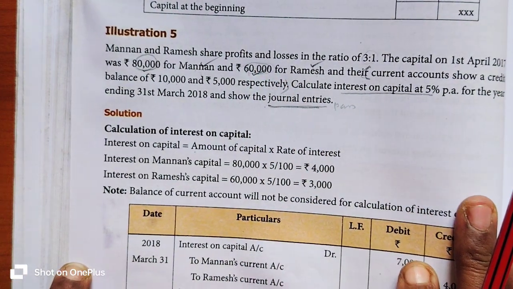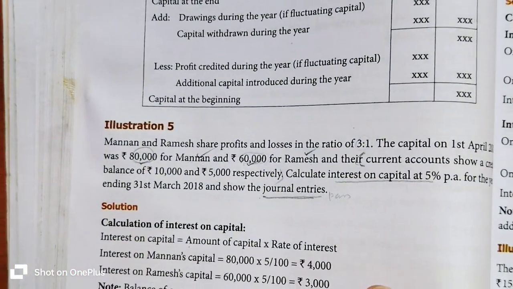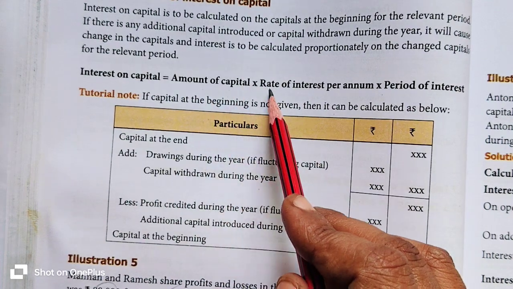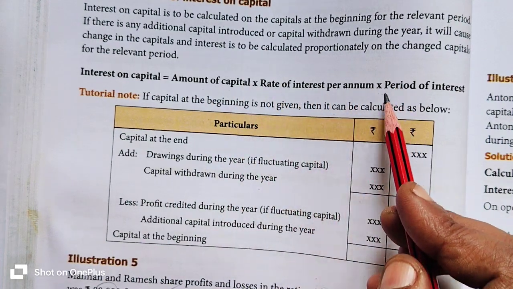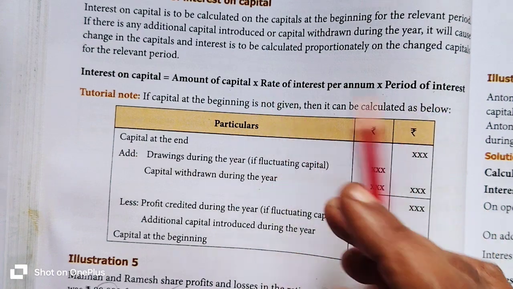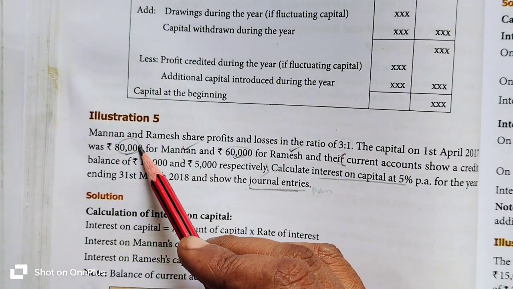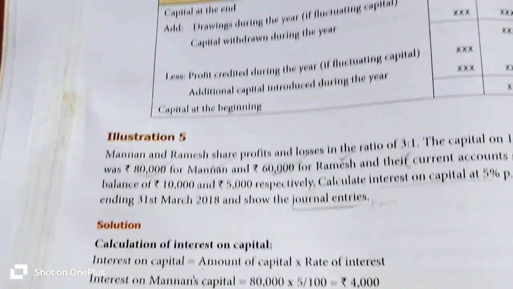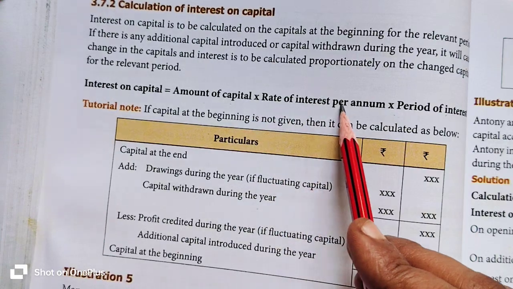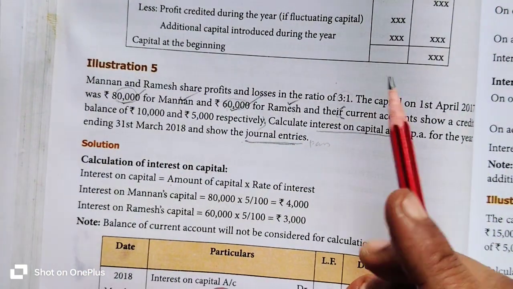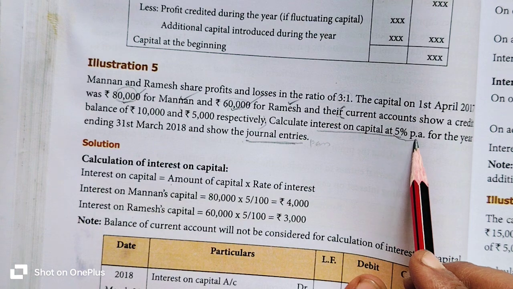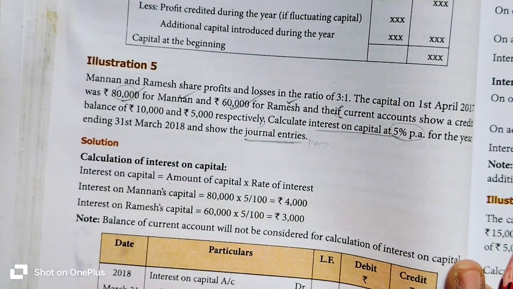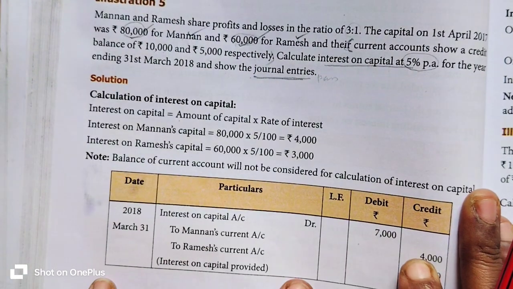Okay, what is the format to find out interest on capital? The interest on capital format is amount of capital into rate of interest per annum into period of interest. The amount of capital they have given here, Mannan's capital is 80,000 rupees and Ramesh's capital is 60,000 rupees, right? And the rate of interest per annum, what is the rate of interest they have given here? 5% per annum. This is the rate of interest. So now we are going to calculate the interest on capital for Mannan and Ramesh.